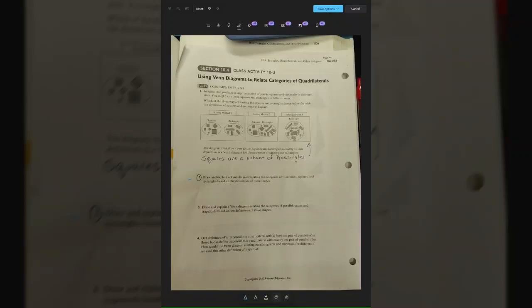We left off on 10U number 2 from your activities page, and we were talking about drawing a Venn diagram relating the categories of rhombus, square, and rectangles based on the definitions. Squares are a subset of rectangles, so we were having trouble putting the rhombuses in there. So what I was trying to get you to think about was, if squares are a subset of rectangles, that's definitely all the way inside rectangles, but a rhombus is not a rectangle, but a square is a rhombus.